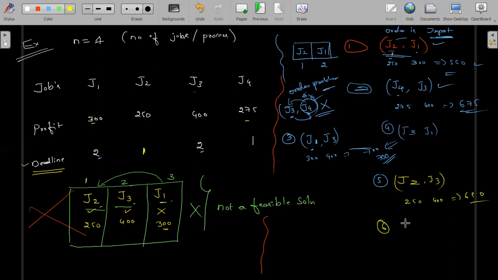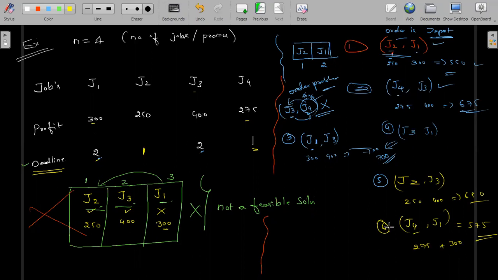Again, let's see the sixth one also. Okay. See this sequence. J4, again J1. J4 you check. J4 is 1, no problem. Again J1. So what is that? 2, no problem. What is the profit? You are going to get 575. Because here J4 is 275, plus J1 is 300. Okay, so 575 you are getting. So this is the sequence we have to follow. Okay, please understand.